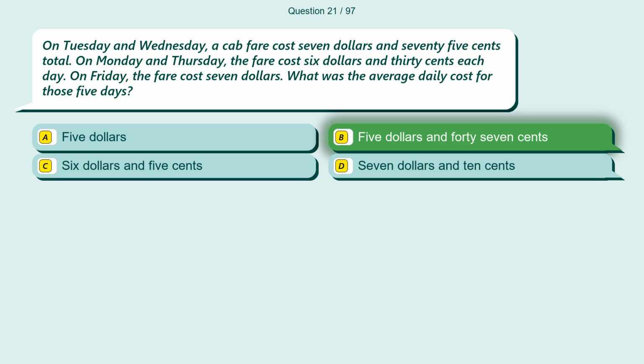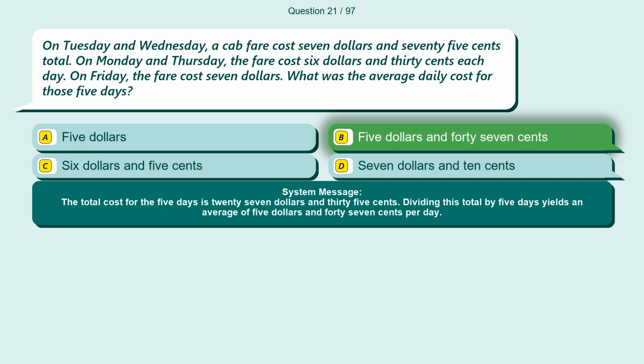The correct answer is option B, $5.47. The total cost for the 5 days is $27.35. Dividing this total by 5 days yields an average of $5.47 per day.